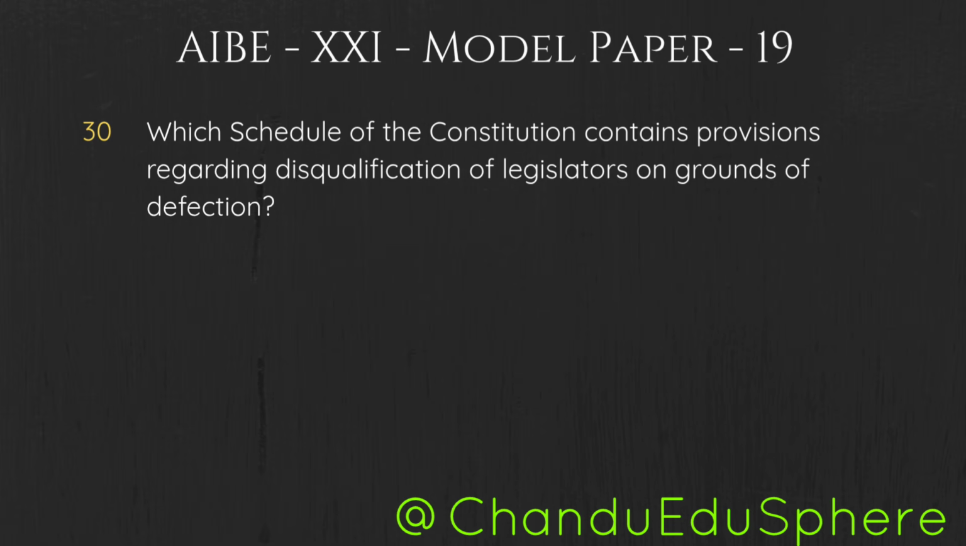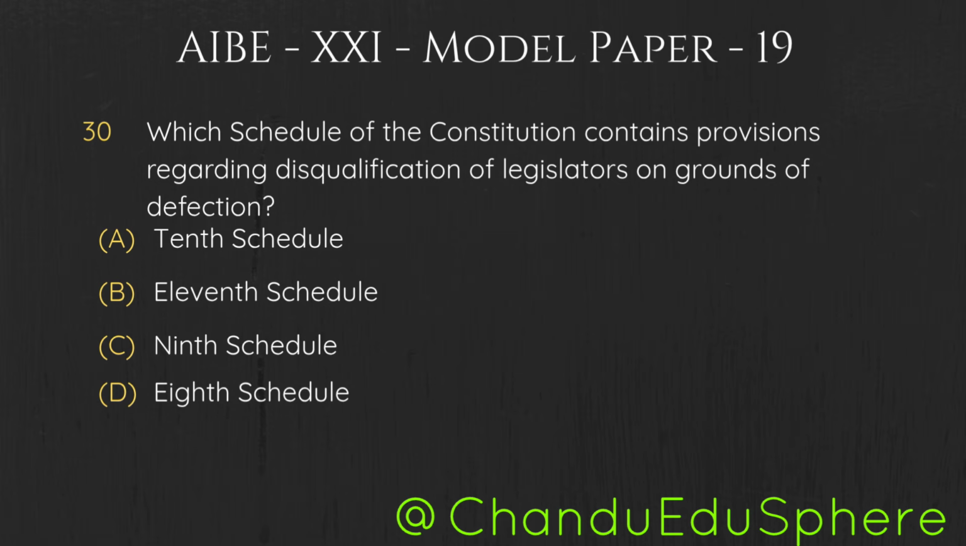Which schedule of the Constitution contains provisions regarding disqualification of legislators on grounds of defection? The 10th schedule. Choice A. The 10th schedule, inserted by the 52nd Constitutional Amendment in 1985, contains the anti-defection provisions disqualifying legislators who defect from their political parties. The 10th schedule, choice A, is the correct choice.